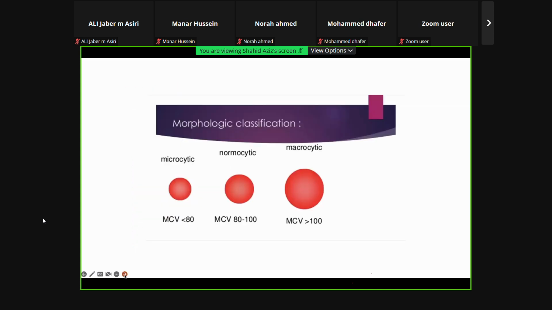So morphologic classification, what does that mean? Morphologic classification means what is the type of anemia based on the size of the red blood cells. As I told you earlier, if the MCV is between 80 to 100, it is called normocytic anemia. If the MCV is less than 80, it is called microcytic anemia. And if the MCV is more than 100, it is called macrocytic anemia.